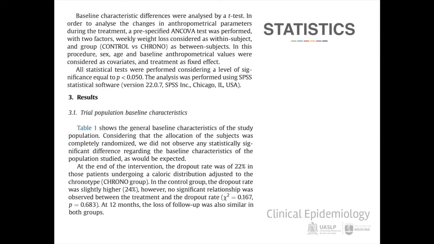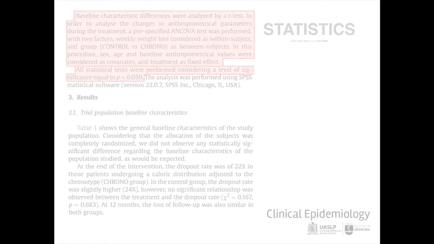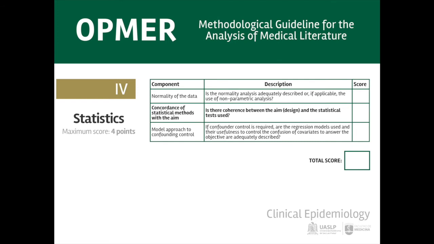We can see in the article that the data were analyzed using a t-test and performing a pre-specified ANCOVA test in order to analyze the changes in the anthropometrical parameters during the treatment. We can also see that the researchers considered a level of significance equal to a p less than 0.05. Now, let's see how this article goes by applying the OPMER guide. Based on the last slide, we can give 2 points to the second component because the statistical methods described are in accordance with the aim and with the proposed design of the study.